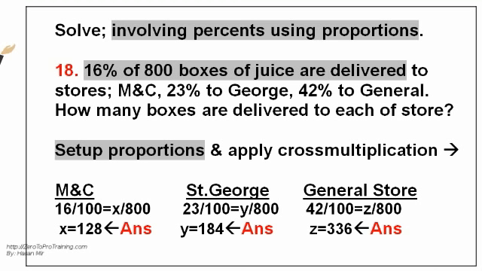Next, solve proportions and apply cross multiplication. Result: distribution of boxes to M and C 128, St. George 184, and General Store 336.